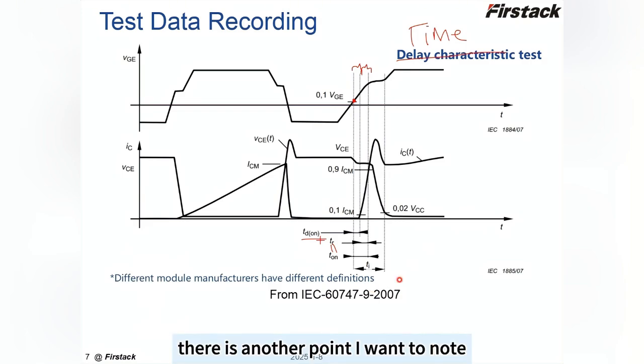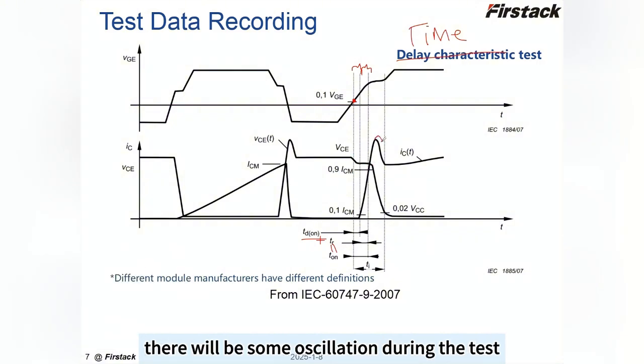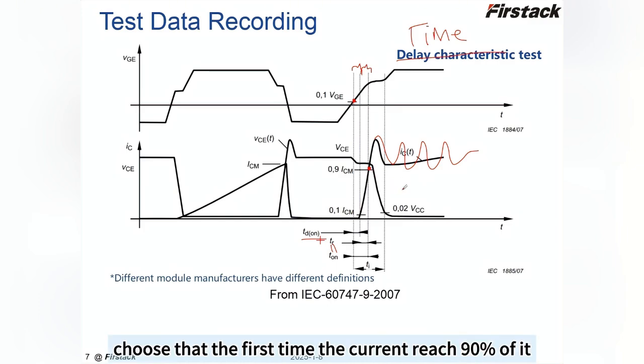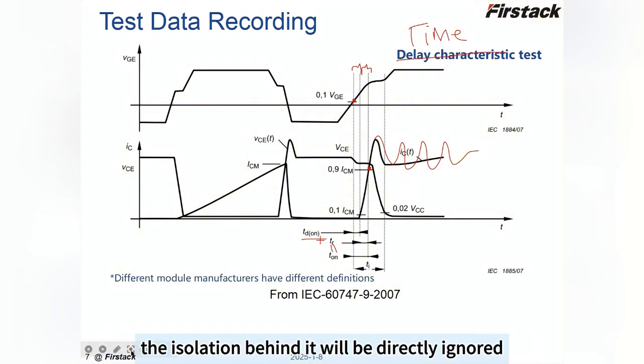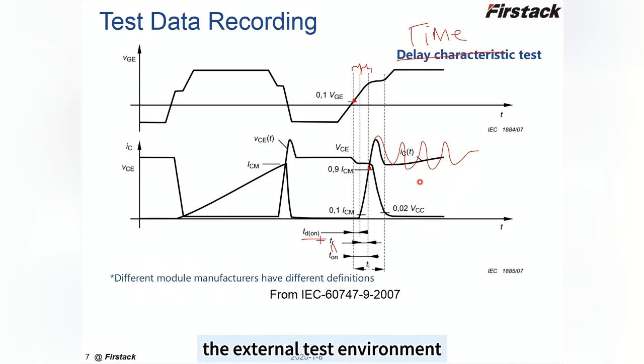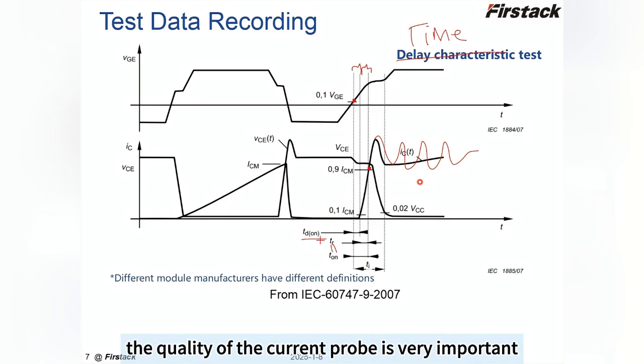There is another point I want to note: during the test in actual application, there will be some oscillation, especially in the current waveform. If we have oscillation, normally we will choose the first time the current reaches 90% of it. The oscillation behind it will be directly ignored. This can be caused by many factors, for example, the external test environment, the module characteristic, and also the quality of the current probe is very important.